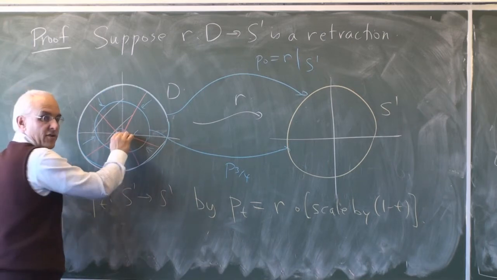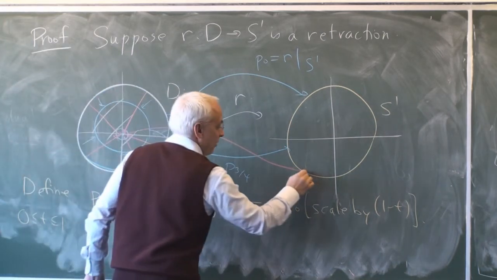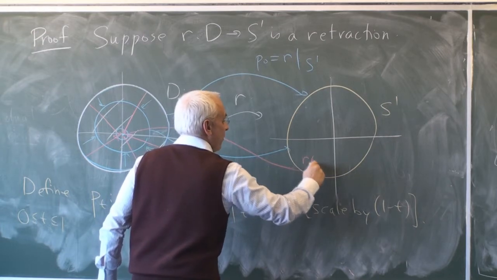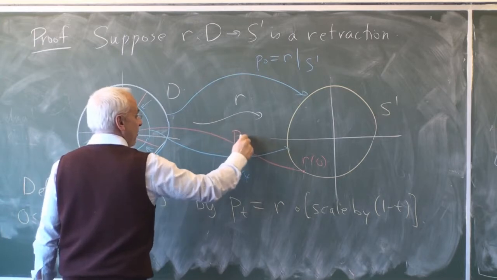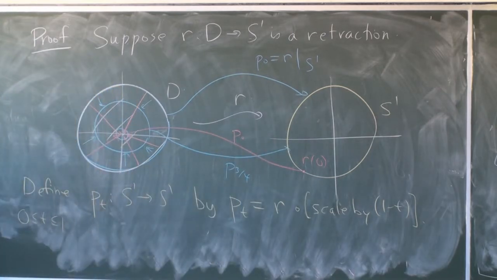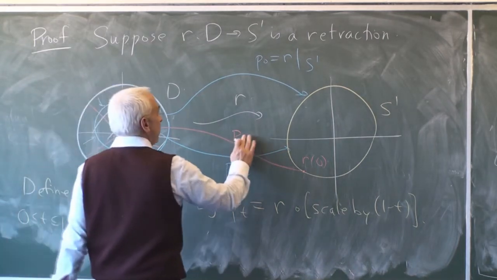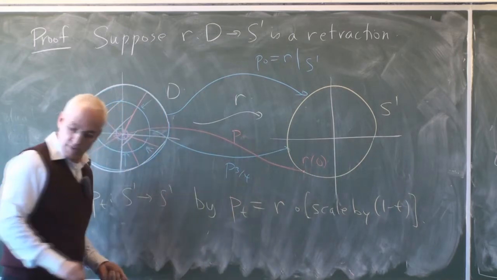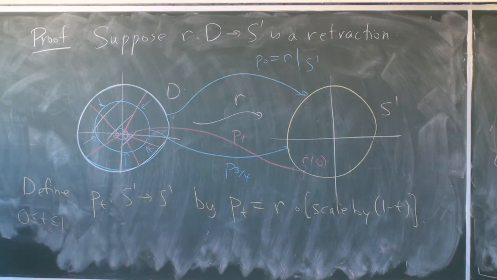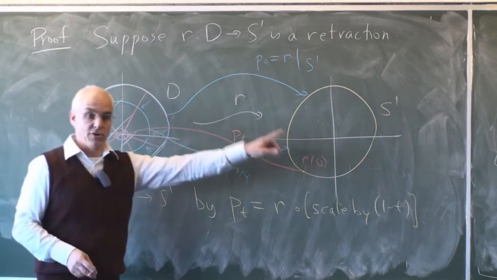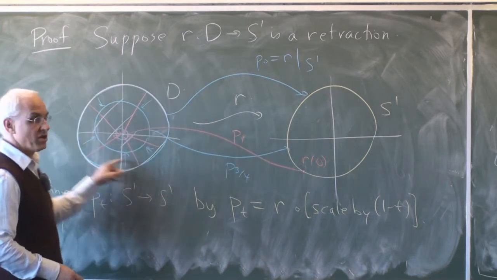and sends this thing to wherever it goes. I don't know where it goes. Maybe it goes to here. There might be R of 0. So this map here would be P of 0. P of 1, thank you, P of 1. We've already got P of 0. That's P of 1. So we've got this family of continuous maps from the circle to the circle, starting with P of 0, which is the identity map.